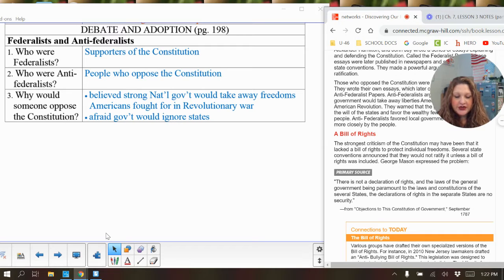So our next title here is a Bill of Rights. So we've talked a little bit about a Bill of Rights before, that some states had Bills of Rights. They decided not to include a Bill of Rights in the original U.S. Constitution because they thought that powers were defined enough. However, we're going to come back to this again because there were still some states that were not happy with the fact that there was no Bill of Rights.